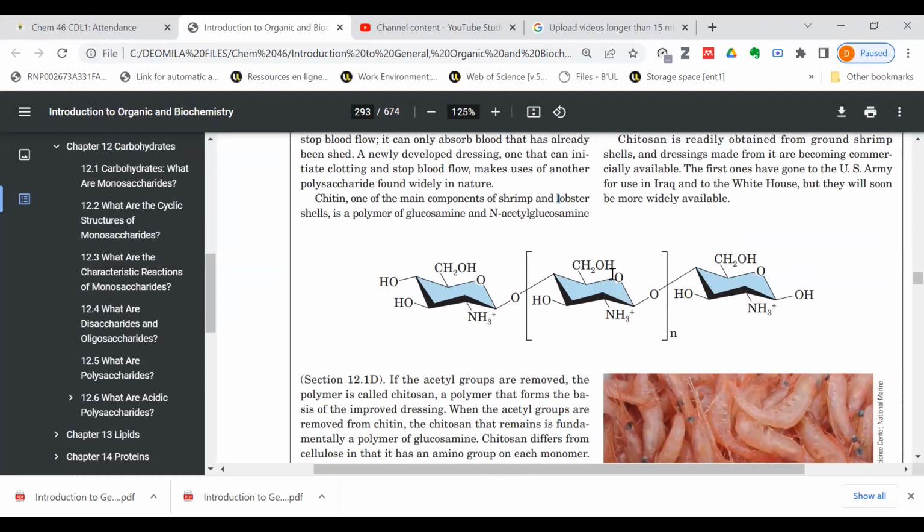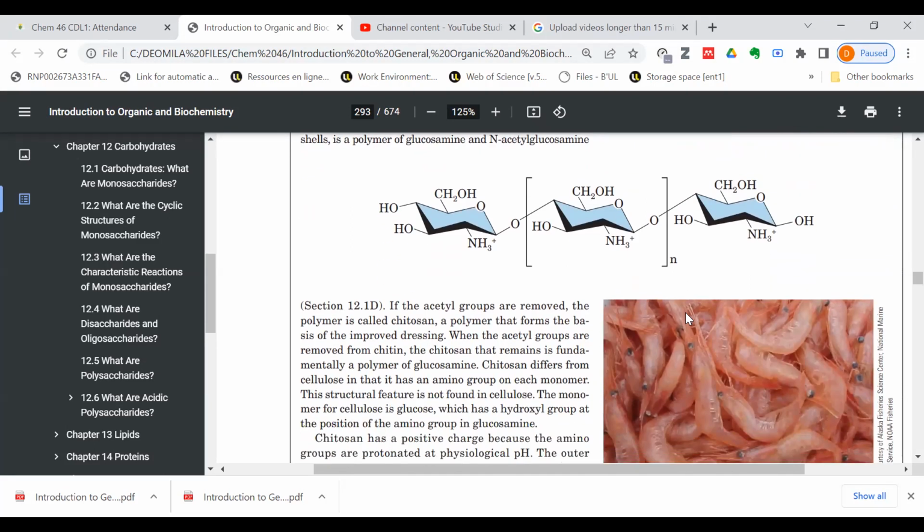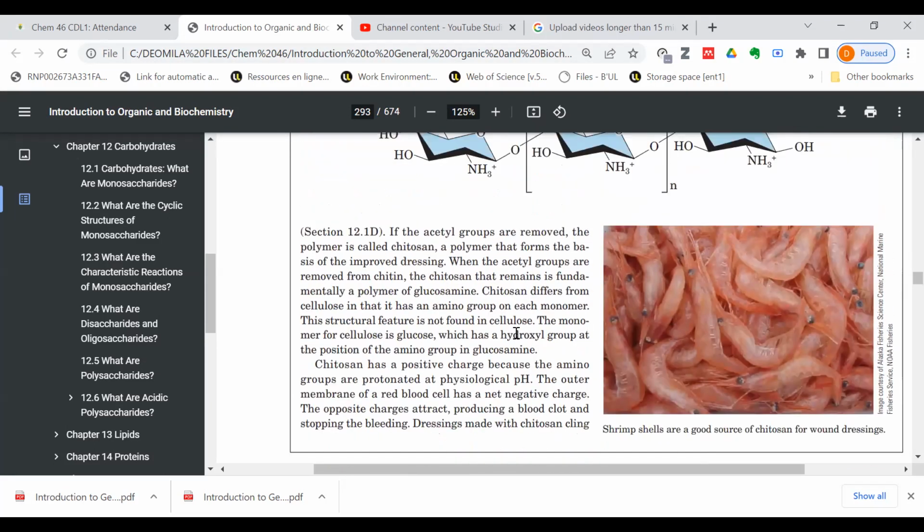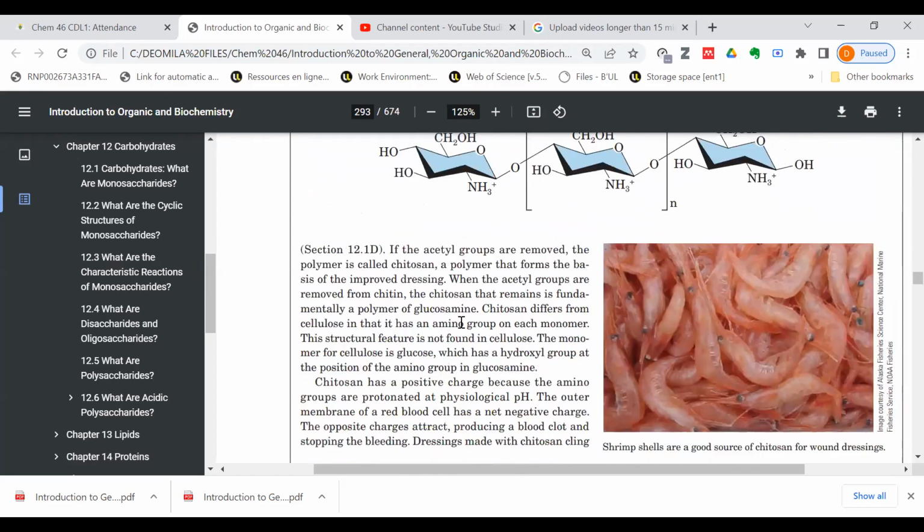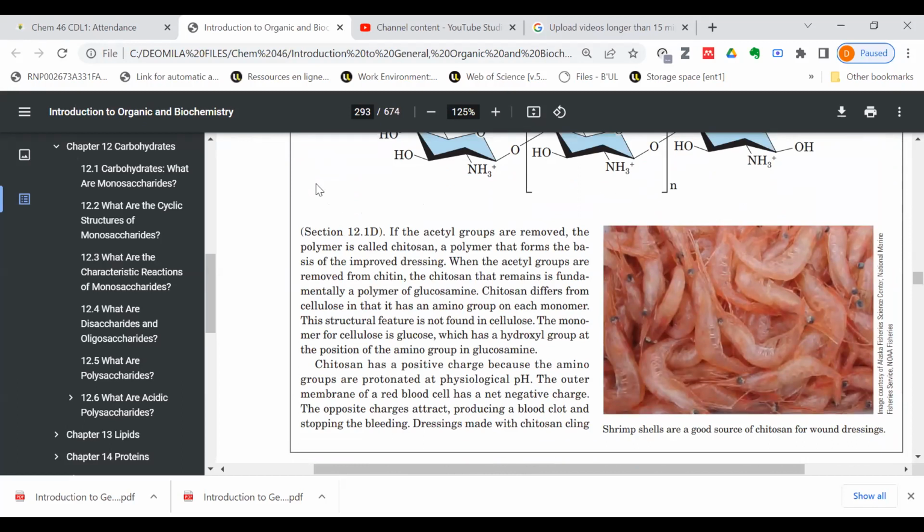So where can we derive chitosan from? This is the structure of chitosan. We derive it from chitin, and then we remove the acetyl group, then you can have your chitosan. So where can we find chitosan? Actually, I mentioned that you can also find chitosan, that's another kind of polysaccharide, in our dressing, food.